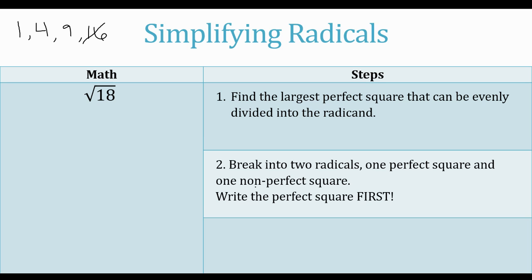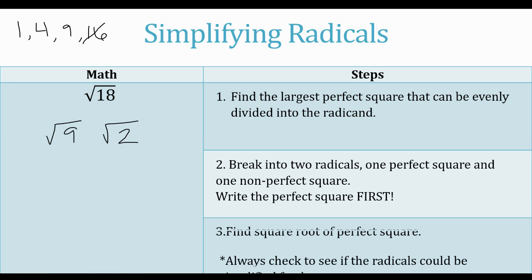So now we're going to break this radical into 2 radicals. One is going to have that perfect square 9, and then one is going to have that non-perfect square 2. And we're always going to write the perfect square first. So I'm going to rewrite this as square root 9 times square root 2. So that was the next step after we found that number.